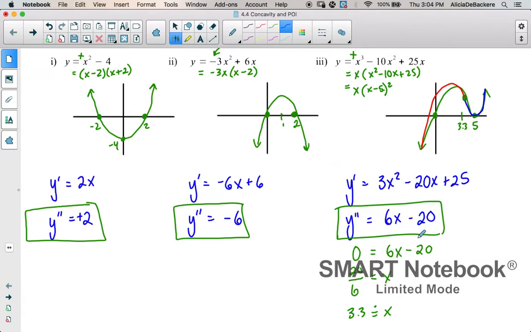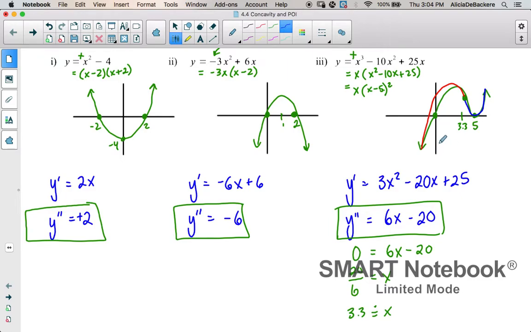Here, the second derivative is 6x minus 20. If I pick a number smaller than 3.3, like say 0, and I put it in here, I'm going to get 0 minus 20, a negative answer, and that's why the graph opens down before 3.3. If I pick a number bigger than 3.3, like say 4, I'm going to get 24 minus 20, which is positive, and that's why the graph opens up after 3.3.